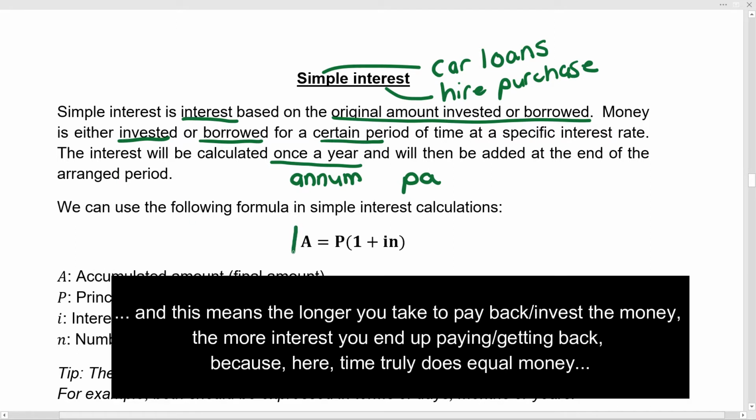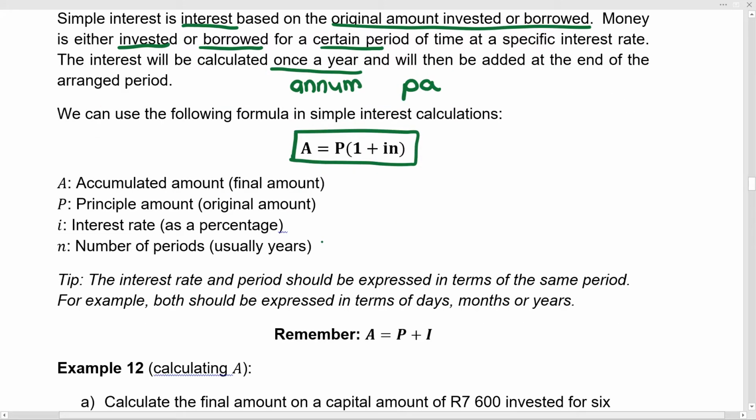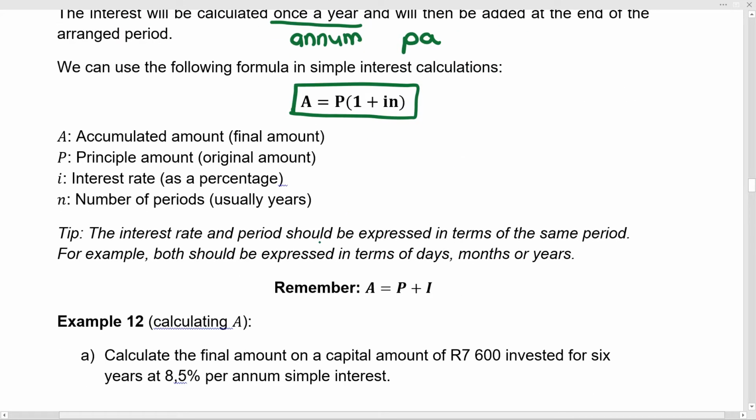Okay, here is a formula that you need to learn off by heart. Okay, and I'll explain what everything stands for. So your A is your accumulated amount. So that's the amount that you end up owing at the end of the loan, or the amount that you get paid back when your investment has stopped. The P stands for principal, meaning first amount. So it's the original amount that you borrow or the original amount invested.